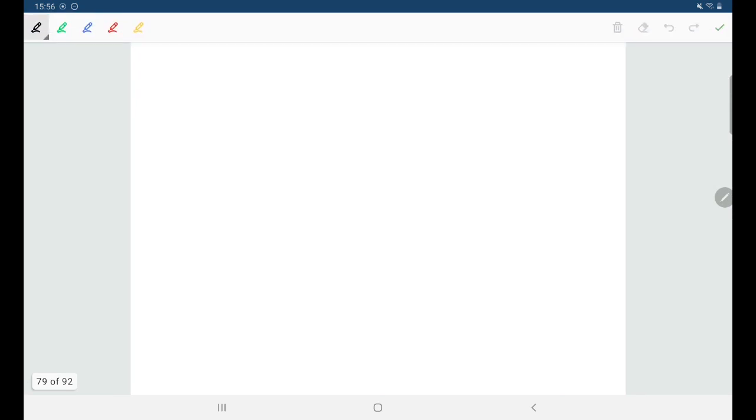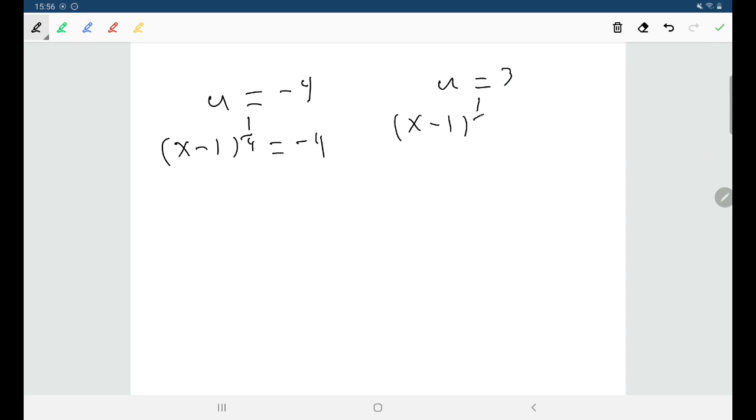So if u is equal to negative 4, then x minus 1 to the quarter is equal to negative 4. Similarly, if u is equal to 3, then x minus 1 to the quarter is equal to 3. I am going to just sort of pause here to say one thing, which is you can sometimes notice things that will save you having to do a little bit of busy work later on, and this is one of those places where I notice something.